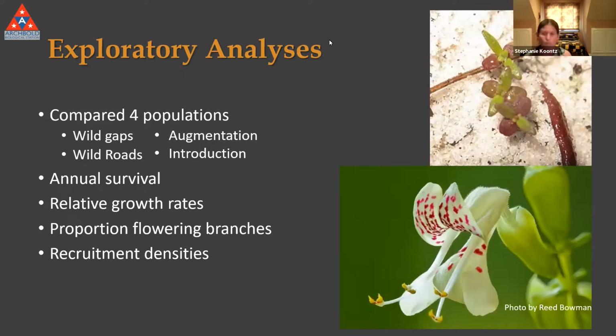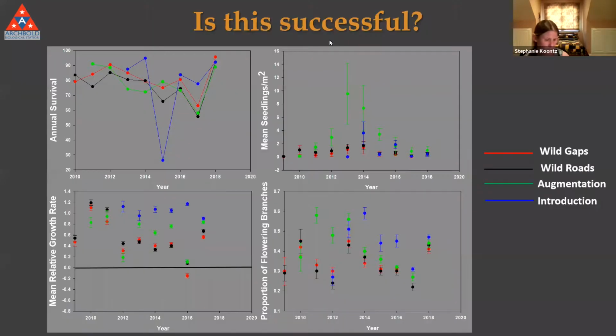So we did some preliminary analyses, which are the basis for this research. We compared some very simple vital rates among the four management treatments to see how populations were comparing to each other, or how they were performing compared to wild gaps and disturbed roadsides. The vital rates that we explored included survival, growth, flowering, and recruitment. And based on what we observed, we questioned if these were pictures of success.